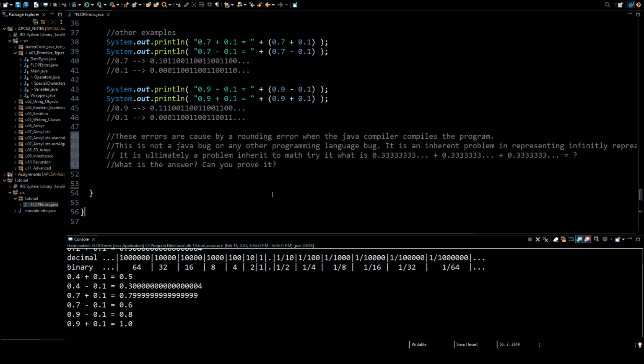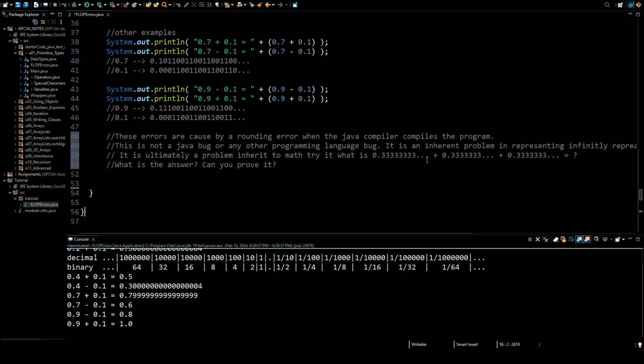These errors are caused by rounding error when the Java compiler compiles the program. You have this infinitely repeating number, so it rounds, but it has to cut off the value at some point. So it's not a bug, and it shows up in other languages too. It's inherently a problem with how we use numbers and how we work with them.